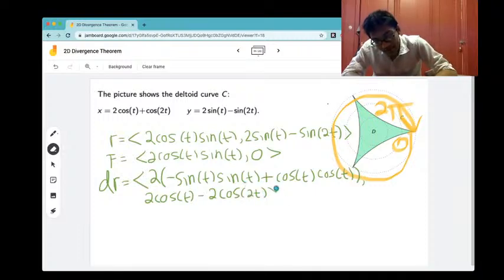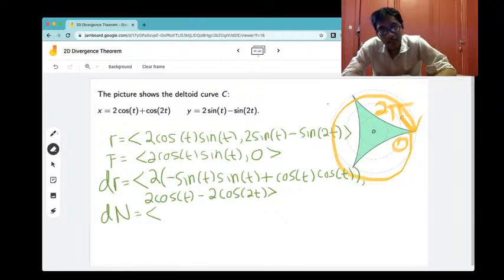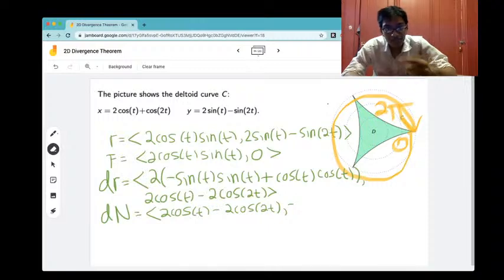Now I have to just find dn, right? dn. How do I find that? I switch the x and y components and I negate the original x component. So what am I going to have? Well, I'm quite simply going to have 2 cosine of t minus 2 cosine of 2t, that's going to be my new x component, comma, negative, or rather, should I actually put negative? I'll just put negative for now. So minus 2 times minus sine of t.